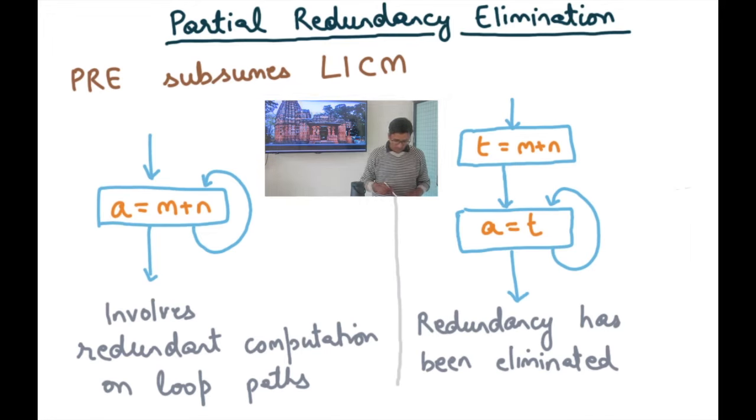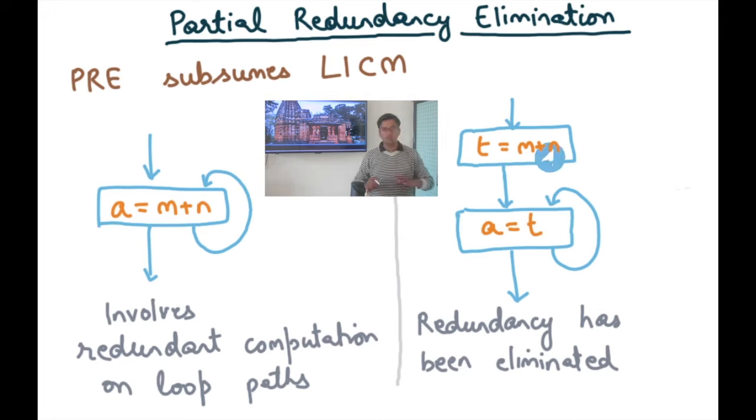Or even if I take a path which goes around the loop 3 times or 10 times, then m plus n is being redundantly computed, twice or 9 times. So here there is partial redundancy, right? It involves redundant computation on loop paths. There are some paths where there is redundancy, so this program has partial redundancy in it. What would be a way to solve this problem? Well, one way to solve this problem is to eliminate the partial redundancy by doing loop invariant code motion.